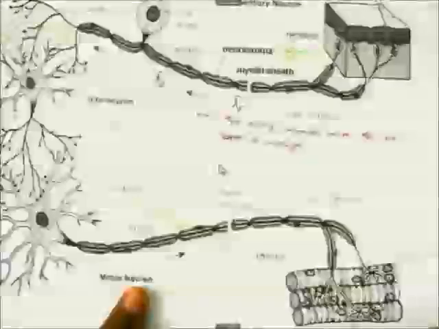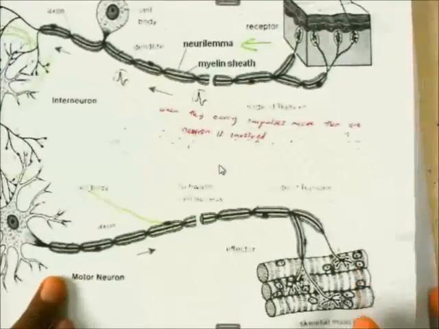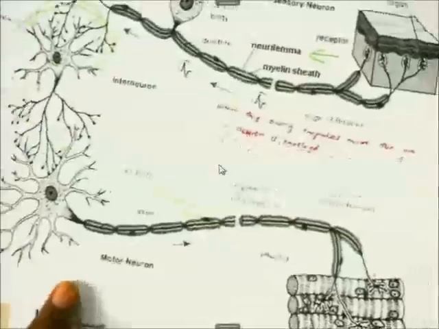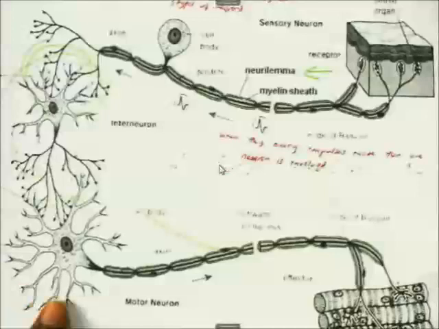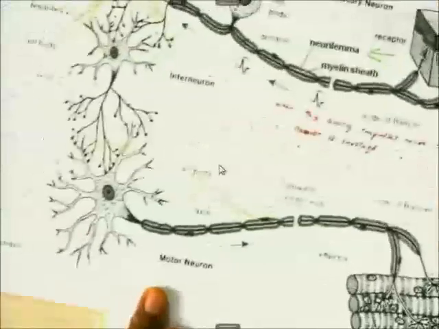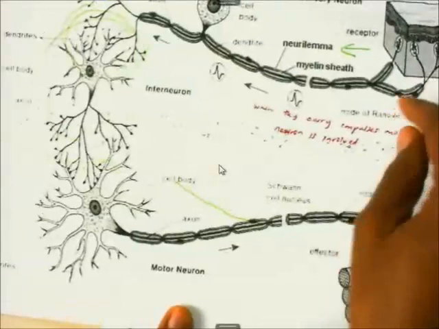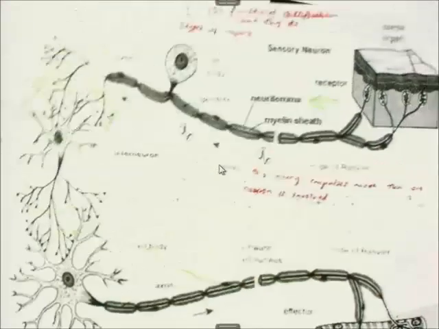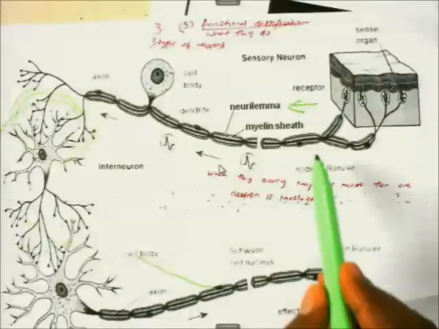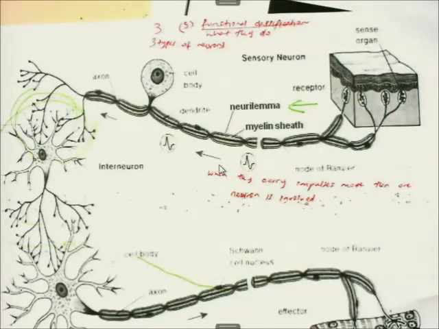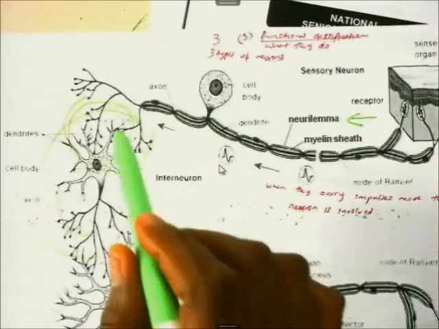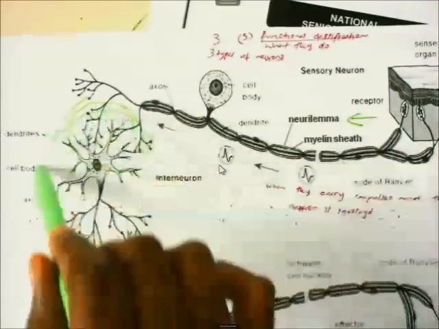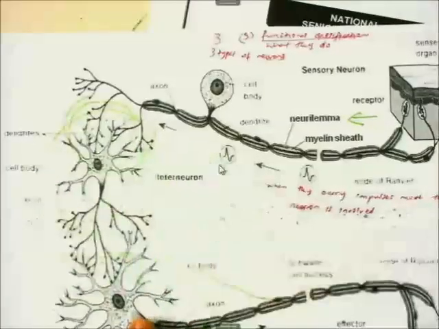Now, there are three types of neurons. These neurons have been classified according to what they do. We have the type of neuron which is called a sensory neuron. A sensory neuron transmits impulses from a receptor in the skin to your spinal cord, or to the brain.